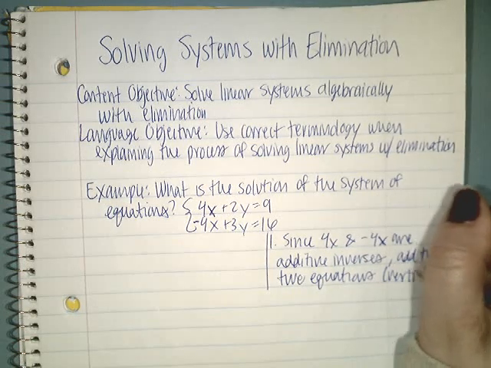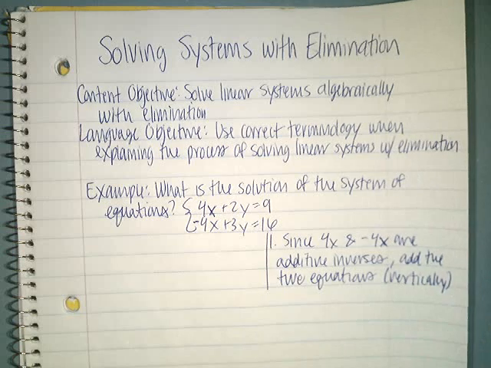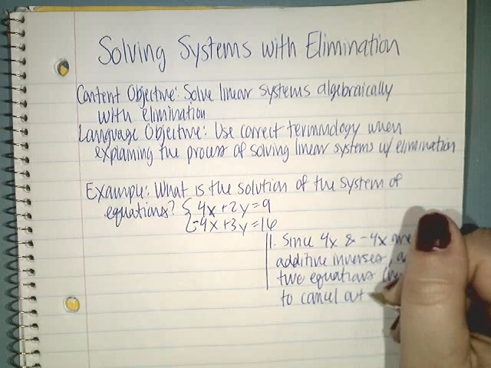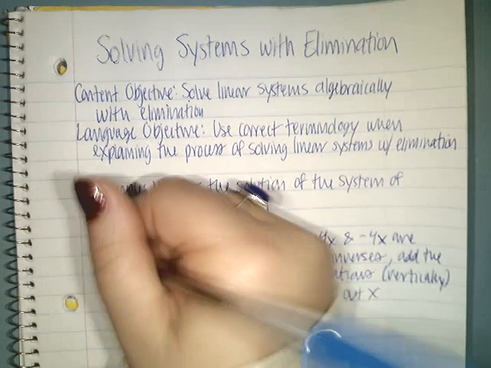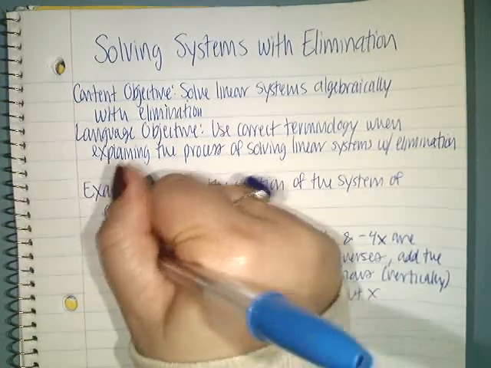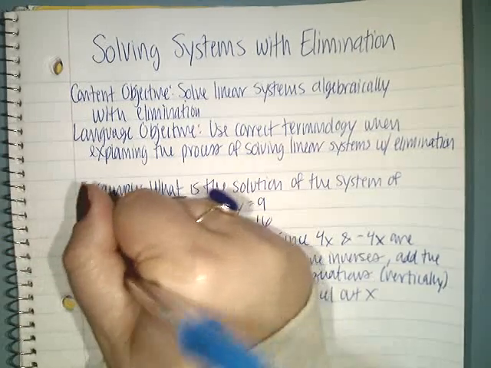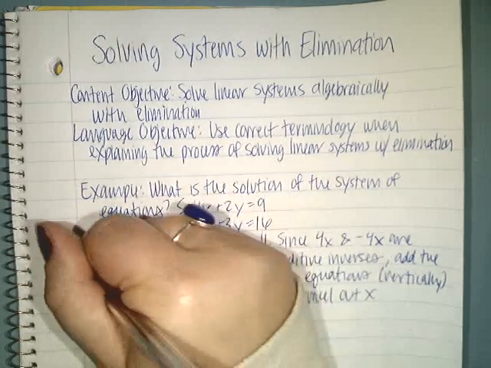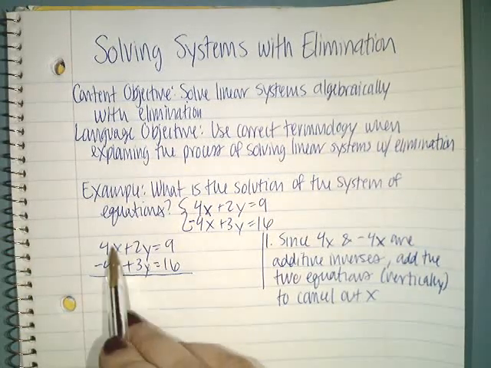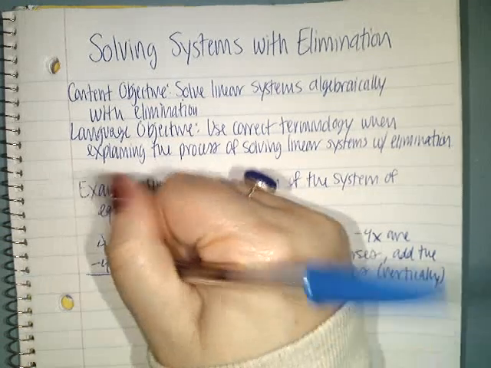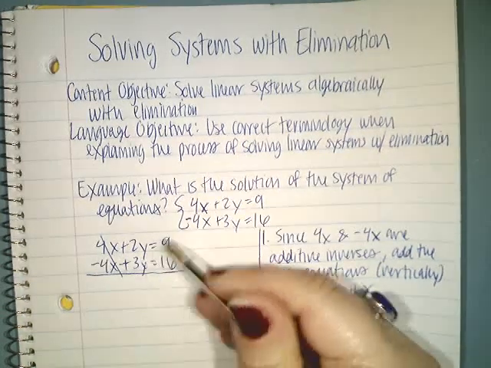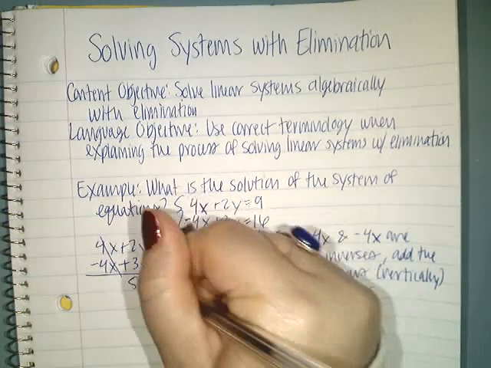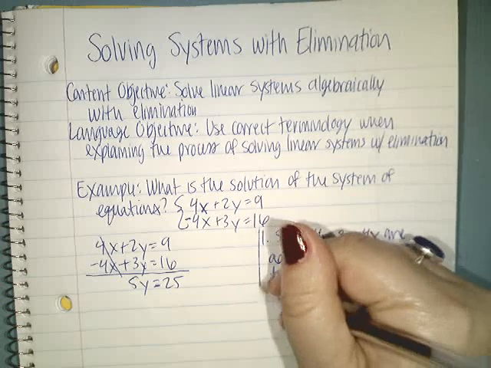And we do this vertically. I'll show you what I mean by that. So we're adding them straight down to cancel out x. I have 4x plus 2y equals 9 and negative 4x plus 3y equals 16. Since these are additive inverses, or they sum to 0, I can cancel them out, and then I'm just going to add the other numbers straight down. So 2y plus 3y is 5y, 9 plus 16 is 25. So I've canceled out x.